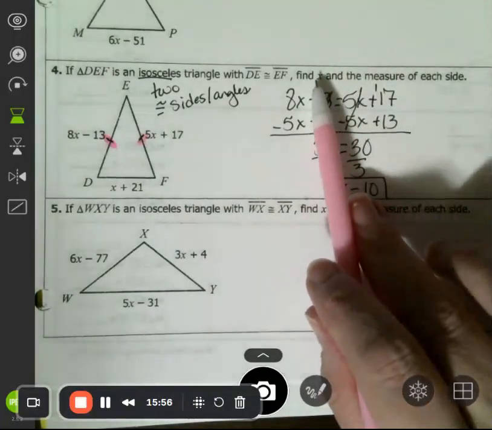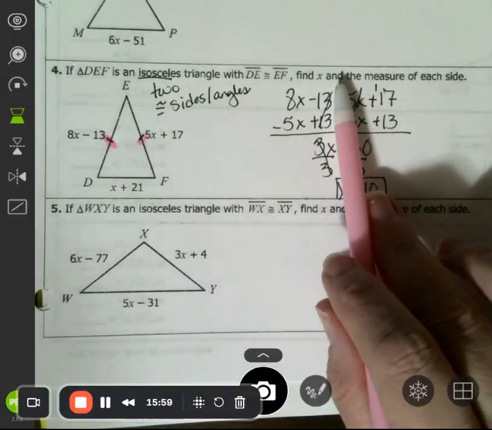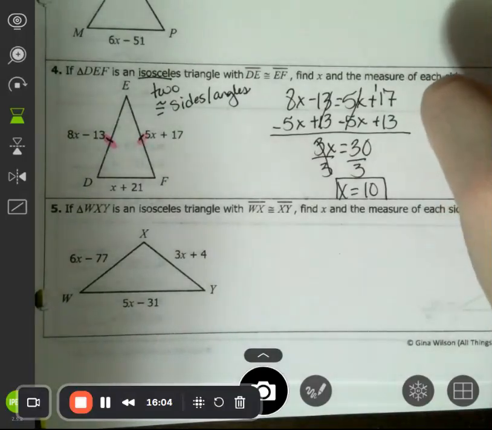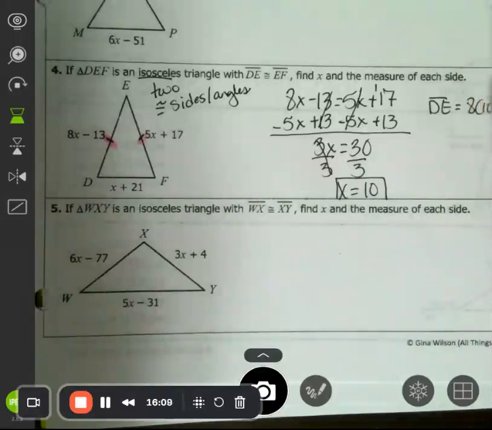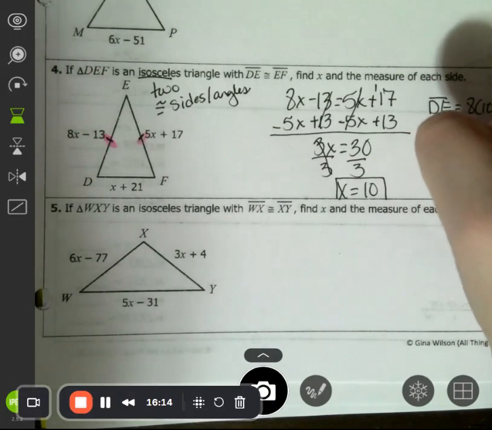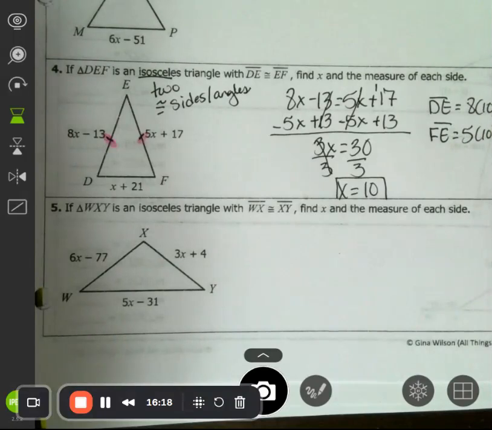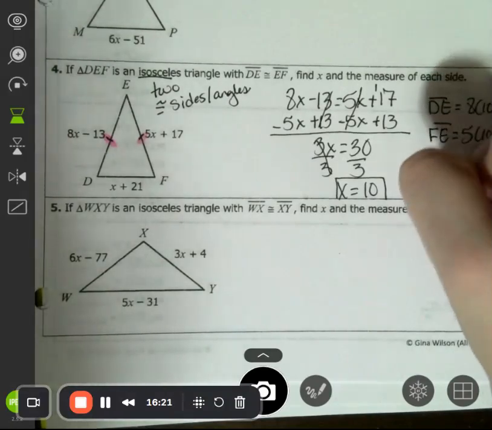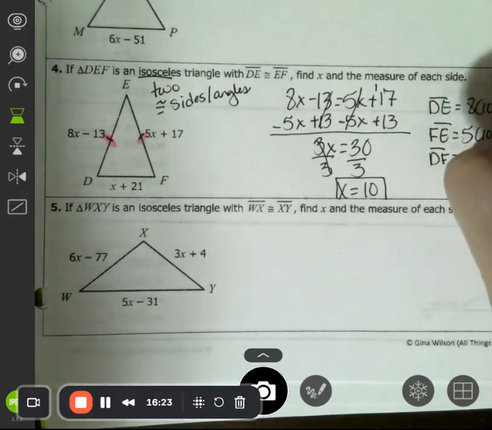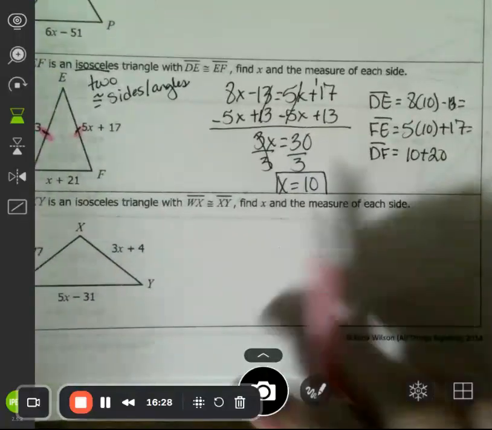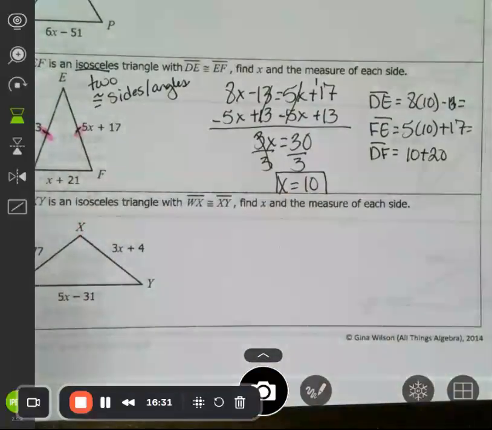And better go back and read the instructions, make sure I've answered it. It said find x and the measure of each side. Okay, so I'm just going to go back in and plug in for segment DE. It's going to be 8 times 10 minus 13. For segment FE, it's going to be 5 times 10 plus 17. And DF, segment DF, is going to be 10 plus 20. So I just, oops, you can't see that. I just substituted for my x over here.